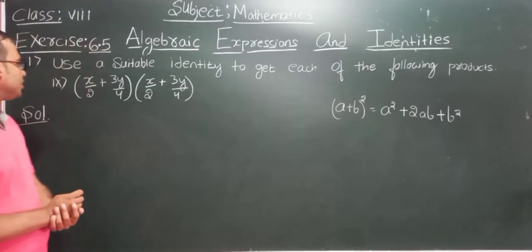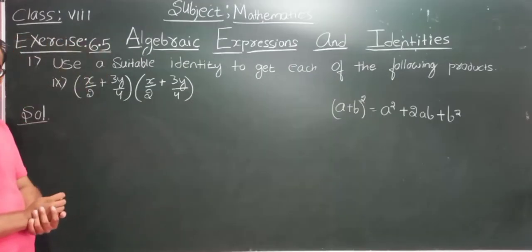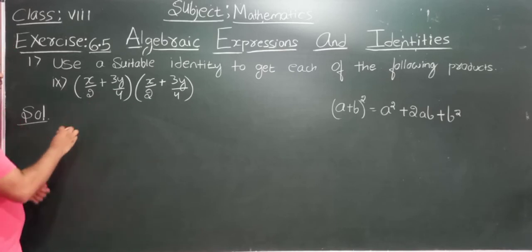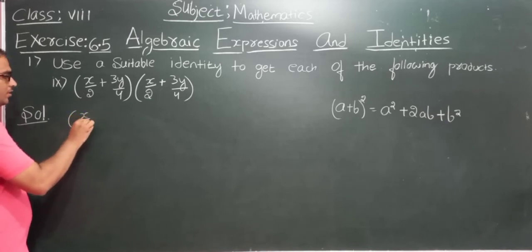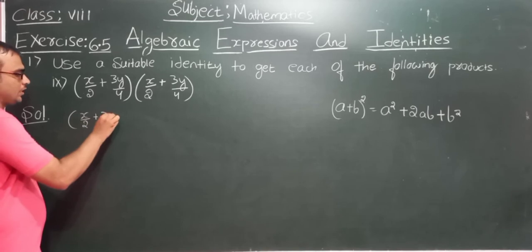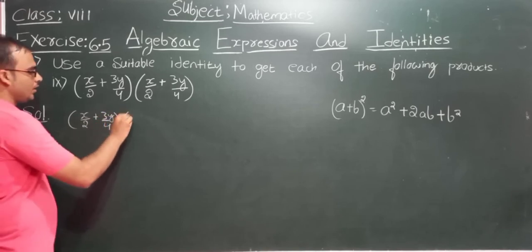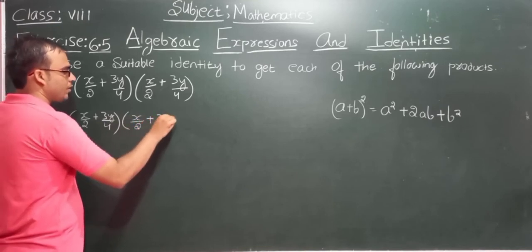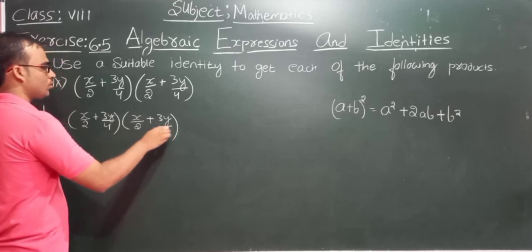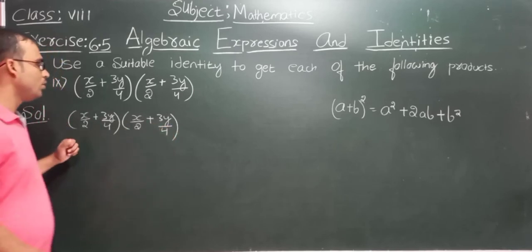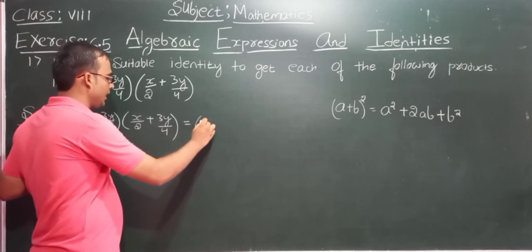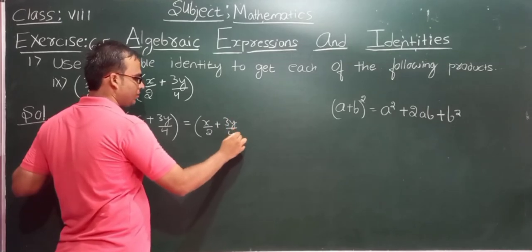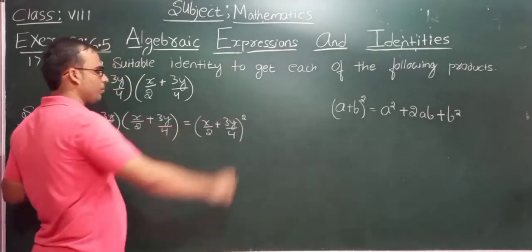Now let's solve the 9th question. What have they given? X by 2 plus 3y by 4 into x by 2 plus 3y by 4. Students, look here, it is the same, no? So it is of the form a plus b whole square.